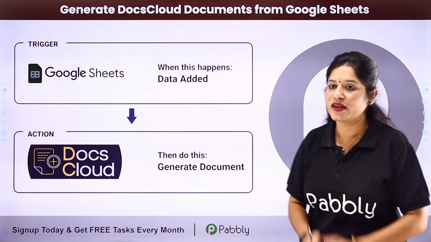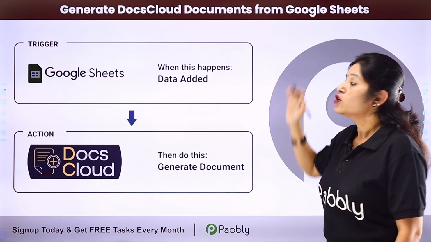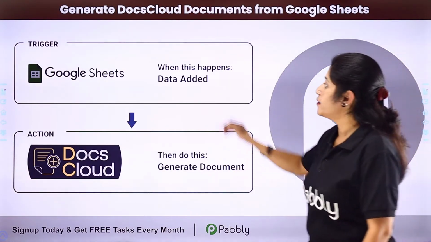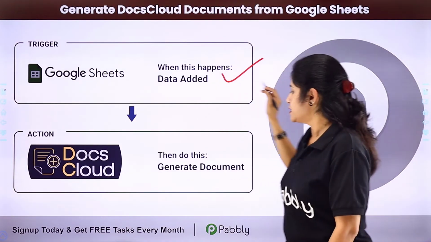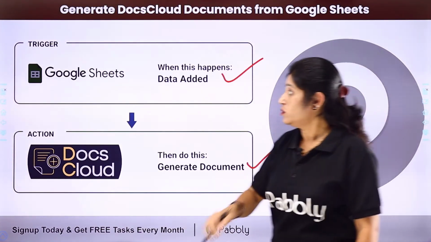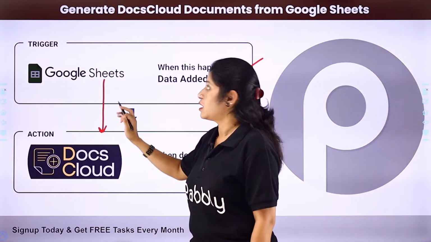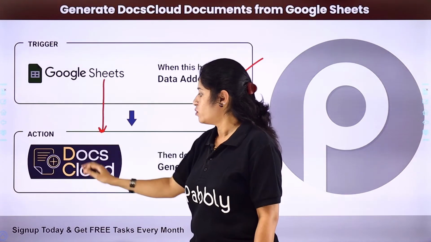In this video, we are going to learn how you can generate DocsCloud documents from Google Sheets. So the idea here is that whenever you add new data to your specific Google Sheet, automatically using those details, a new document should get generated into your DocsCloud account. For that, you need to integrate your Google Sheets with DocsCloud. So here your trigger application would be Google Sheets and your action application would be DocsCloud.